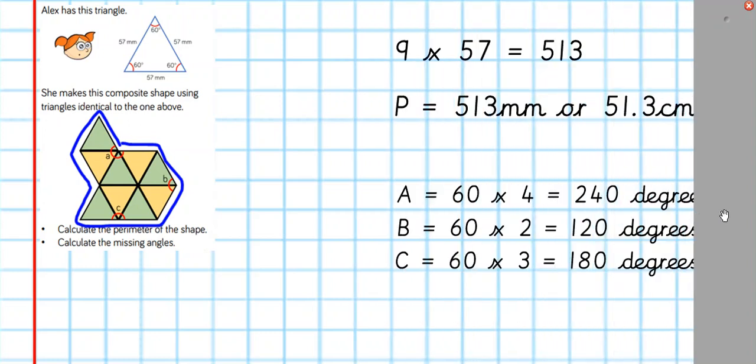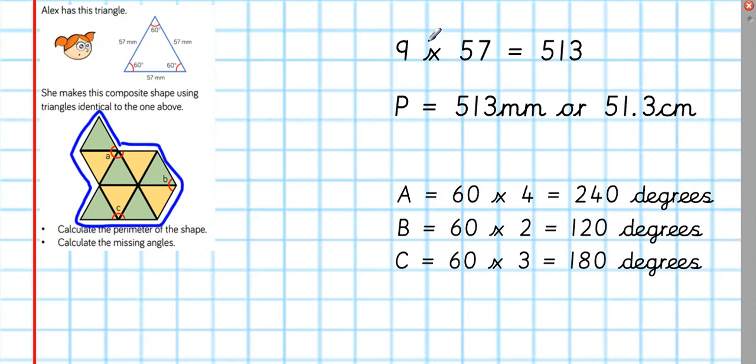Okay, so the perimeter is worth 9 multiplied by 57 because we've got 57 millimeter sides and we've got 9 of these sides, which is 513 millimeters. So the perimeter is 513 millimeters, or if you wanted to put it into centimeters, it's 51.3 centimeters. And the missing angles, A, to work out A, you would do 60 multiplied by 4 because it's going around 4 of those angles, which is 240 degrees. B is 60 times 2, which is 120 degrees. And C is 60 times 3, which is 180 degrees. Well done if you got those correct.